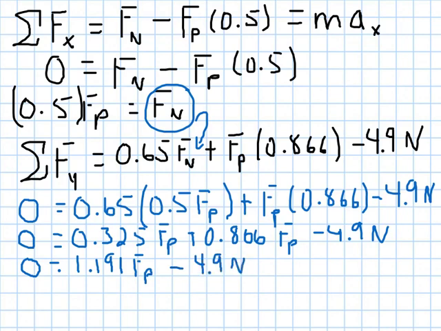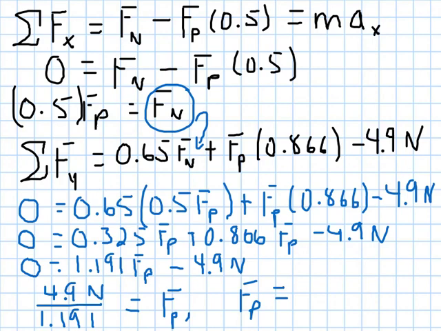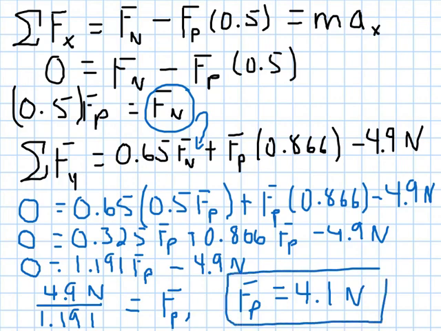I'm going to add the 4.9 to both sides and then divide both sides by 1.191. So 4.9 newtons divided by 1.191 has to equal the force of the push. So the force of the push winds up being equal to 4.1 newtons. And that has solved this problem.